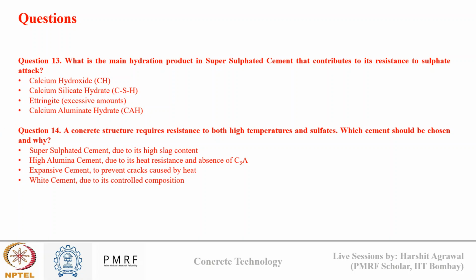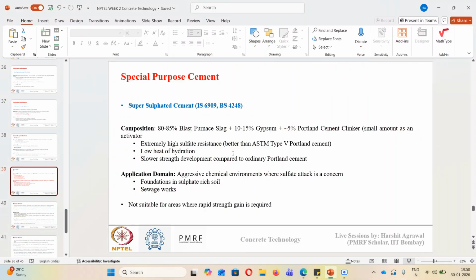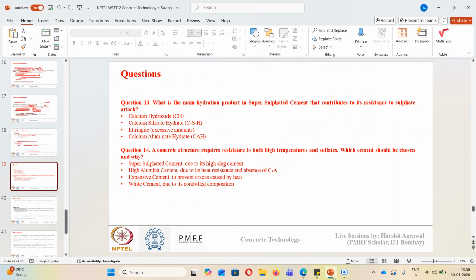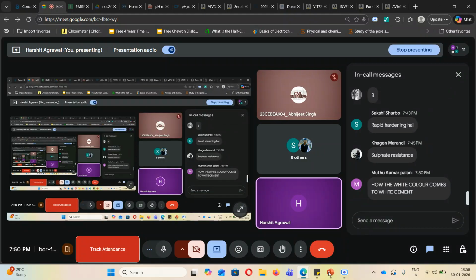Okay, try to answer these two questions based on the understanding of special purpose cement. What will be the answer for question number 30? You can ask doubts also in between if you have any. How the white color comes to white cement?